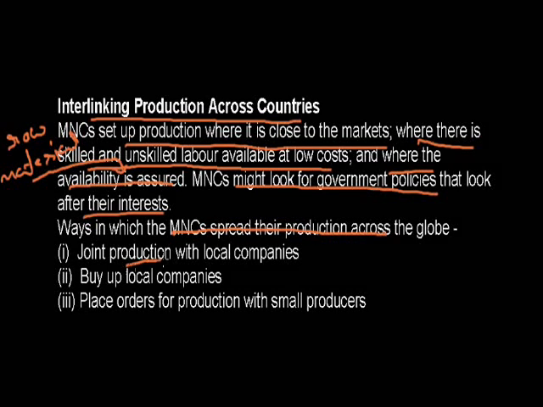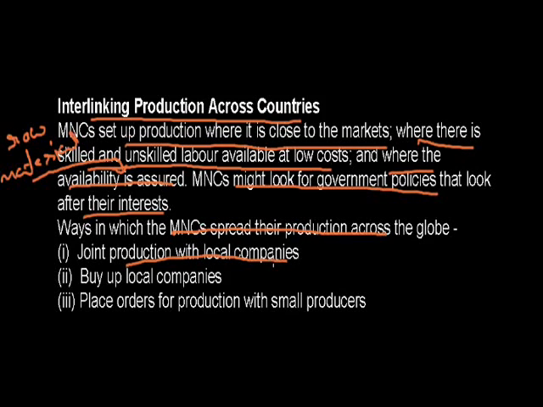The very first one is joint production with local companies. In our book, one example is given, and that is the collaboration of Mahindra and the Ford company. Ford is one of the largest manufacturers of automobiles in the world, and it had its collaboration with Mahindra in India. Mahindra was one of the largest producers of jeeps and tractors in India. It had its workshops and infrastructure throughout the country. So if Ford collaborated with Mahindra, it could take advantage of the infrastructure of Mahindra.